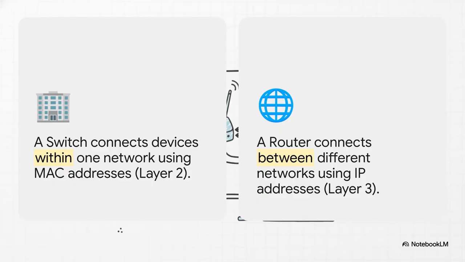Okay, if you remember one thing, let it be this. This is probably the most important distinction we're going to talk about. A switch, it's for traffic within one network. It's the local post office, and it uses those MAC addresses. A router, it connects different networks together. It's the interstate highway system, and it uses IP addresses. That's really it. Local versus long distance, switch versus router.